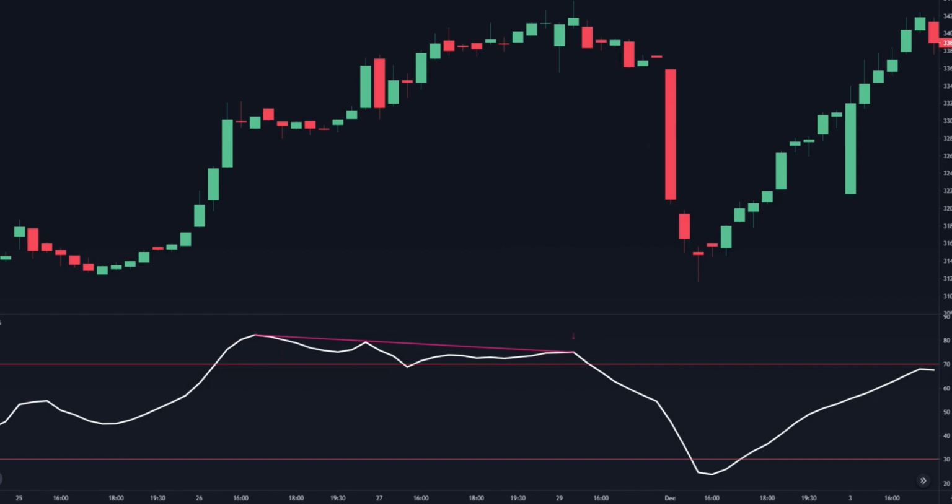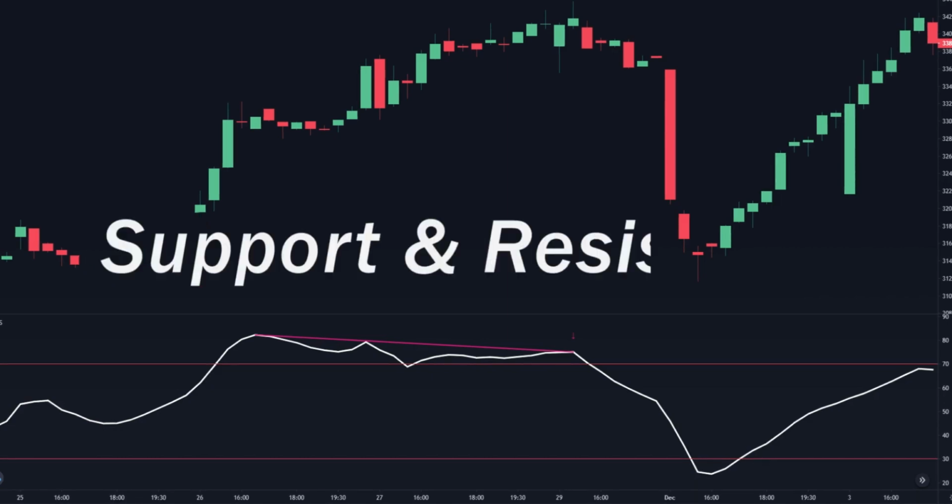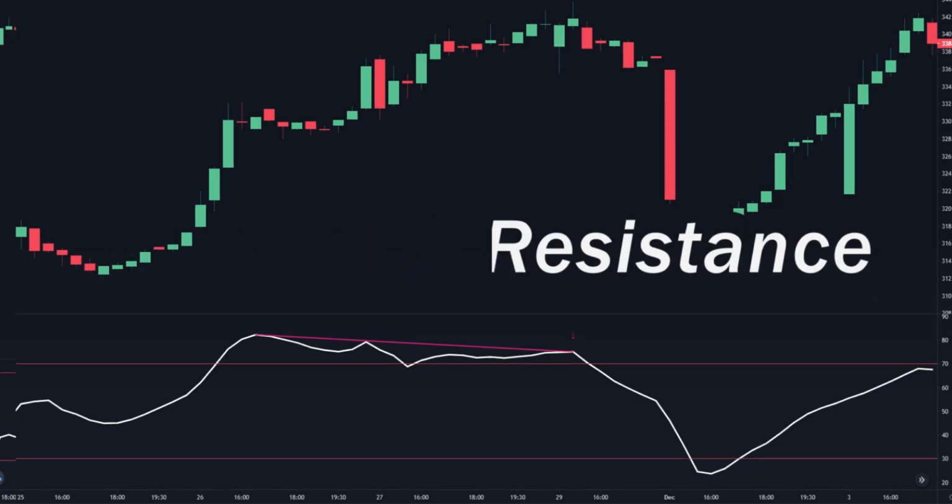So, just like when using the RSI indicator normally, you cannot just buy or sell if a divergence happened. You need a second confirmation. In this case, I'm also using support resistance and trend lines for my second confirmation. So let's jump into a chart.